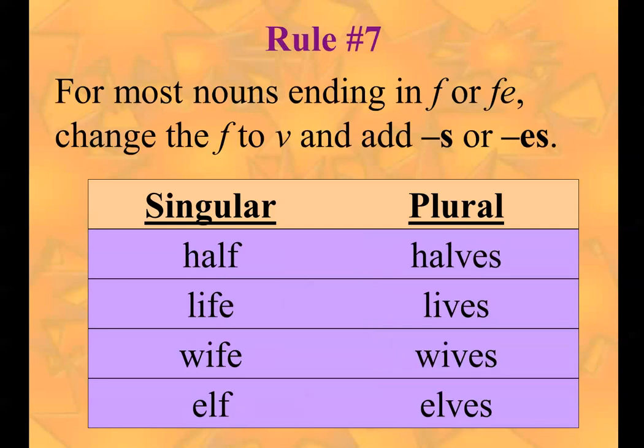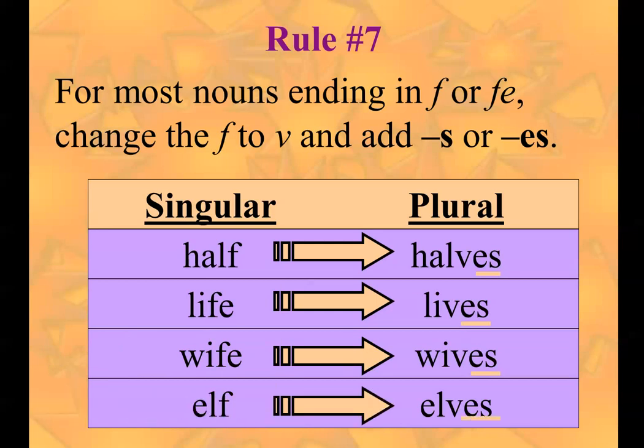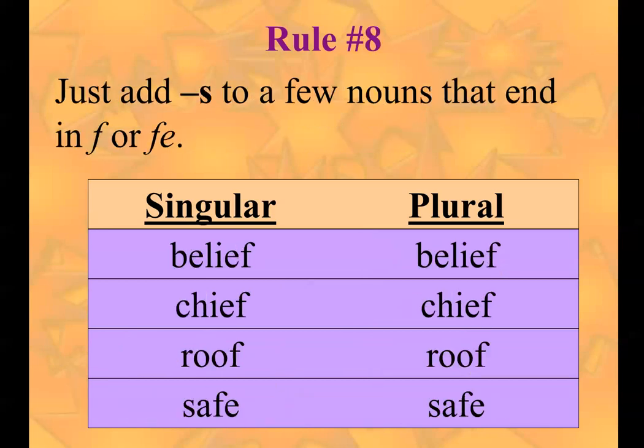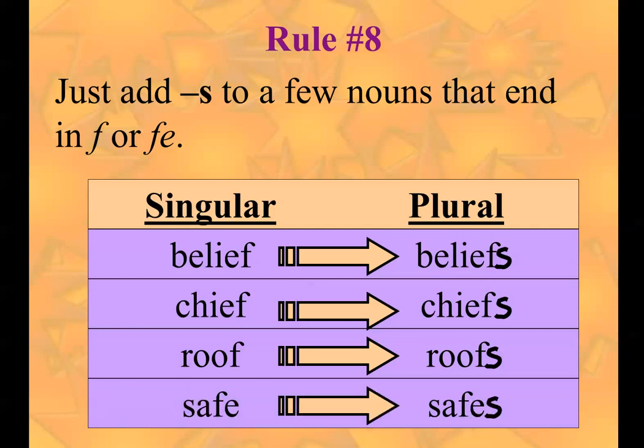Rule number 7. For most nouns ending in f or fe, you change the f to v and add s or es. So words like half becomes halves, life becomes lives, wife becomes wives, and elf becomes elves. Rule number 8. You just add s to a few nouns that end in f or fe. So some examples of these: beliefs, chiefs, roofs, and safes.